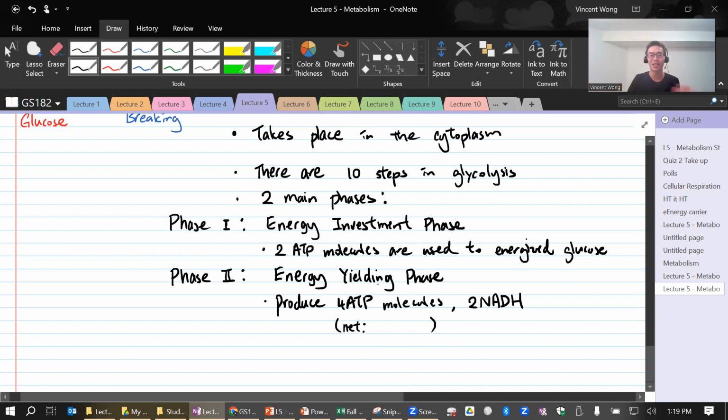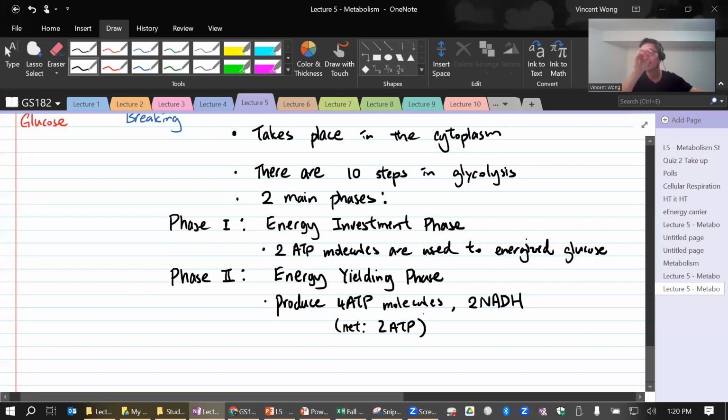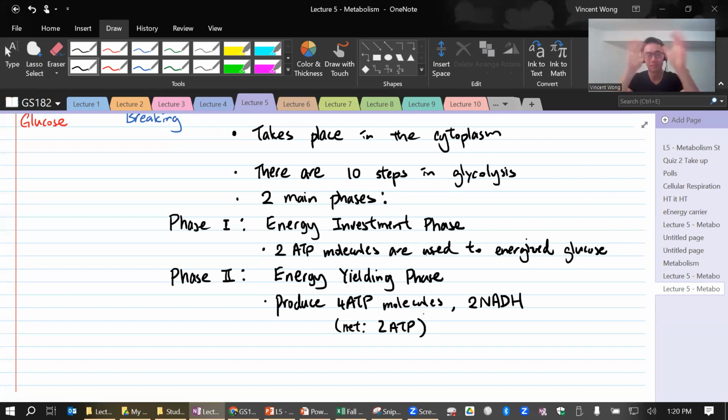That's exactly what's going on here. We used 2 ATP to energize the glucose. We spend 2 ATP, we spend $2. And afterwards, we get 4 ATP back. So net production is just 2 ATP. Is that better? I'm sorry for confusing you guys, but I hope the money thing made it better. Because the ATP is so abstract. Hopefully money is better.